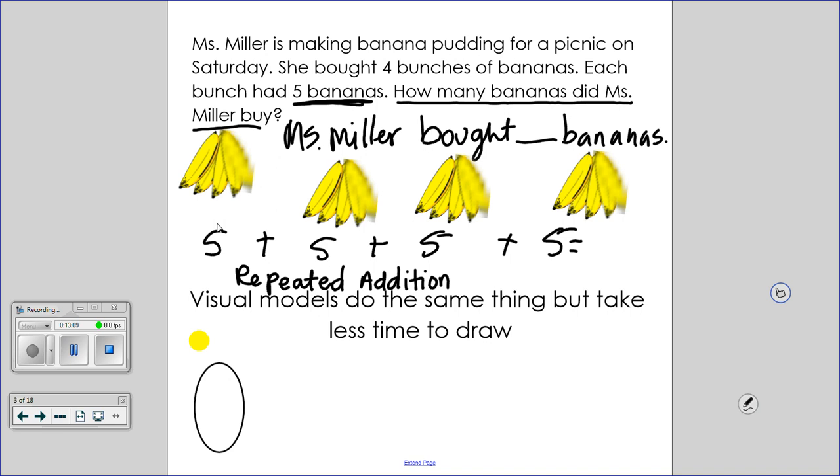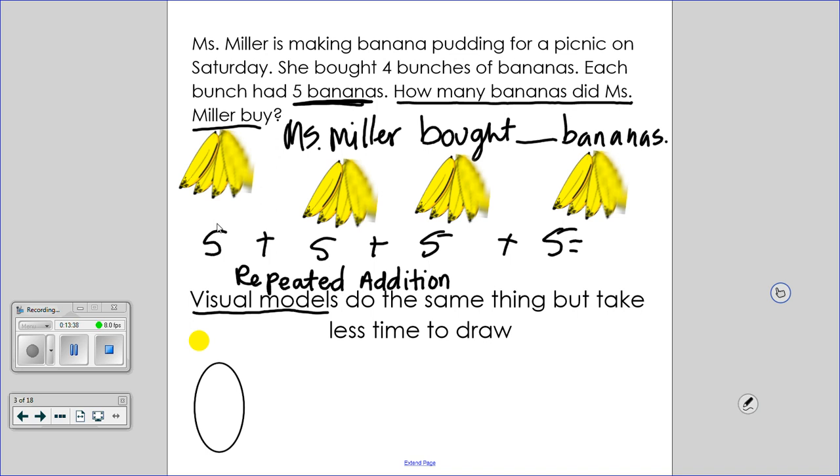Now, some of you didn't even finish drawing your bunches of bananas, but that took a long time, yes? Longer than I would like it to. So I'm going to teach you 2 shortcuts. And my shortcuts are called visual models. Visual models are awesome because they do the same thing, but they're way easier to draw. Because I am not an artist, nor do I have time to be an artist when I'm doing math problems.